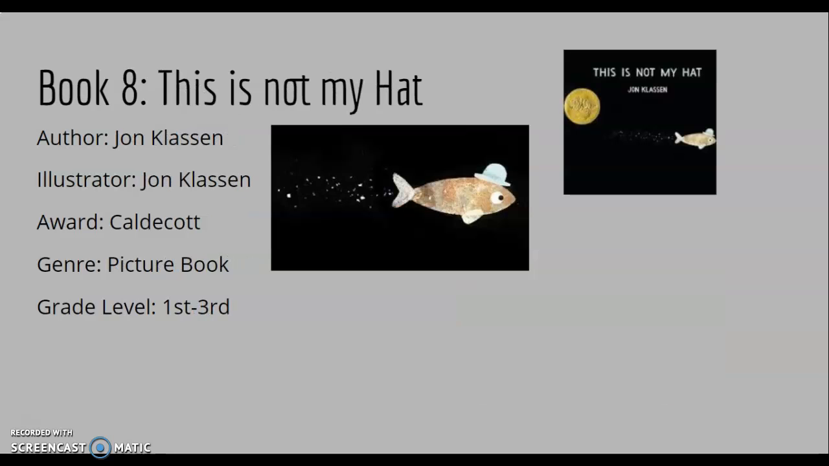Book number 8 is about a little fish who stole a big hat off of Big Fish, and he knows that what he did was wrong, but he thought that he wouldn't get caught until later he realizes that he was caught in the middle of an act by the crab.